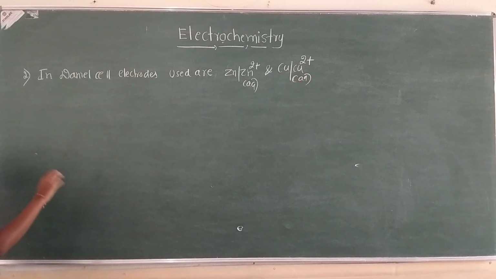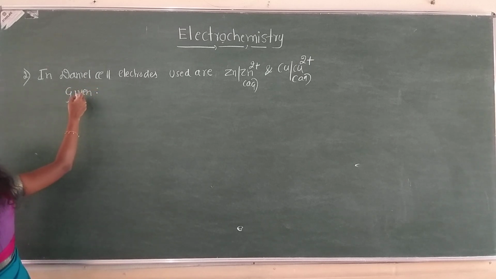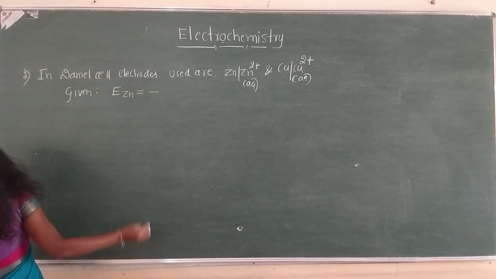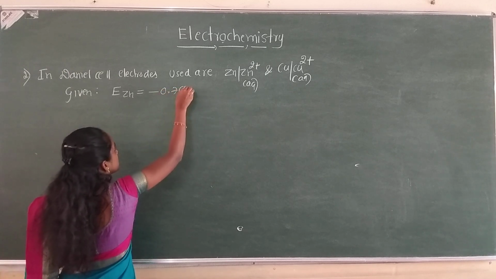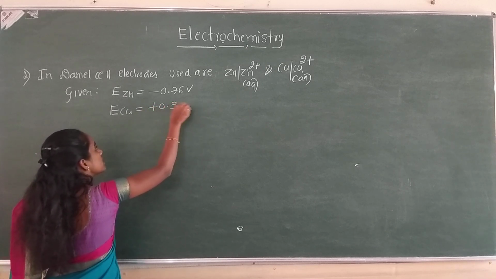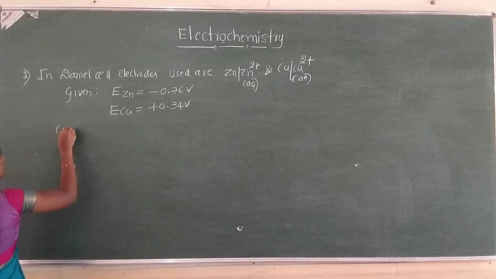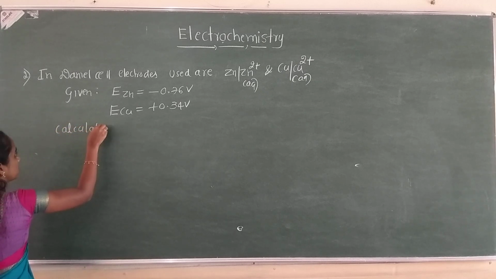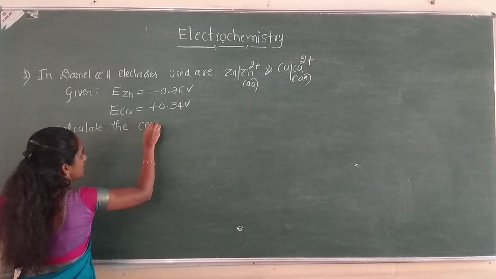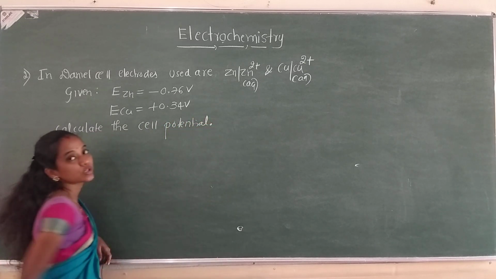Now, it is already given: the electrode potential of zinc is minus 0.76 volt, and the electrode potential of copper is plus 0.34 volt. Calculate the cell potential. What is the formula?